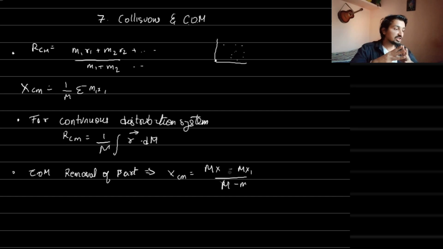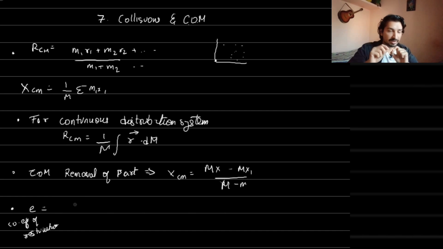And what is the coefficient of restitution? Coefficient of restitution is nothing but v2 minus v1 divided by u2 minus u1, final minus initial, or u1 minus u2, whatever it is. So that's called the coefficient of restitution. It shows the elasticity or inelasticity of an object. So you get the ratio of final speed to initial speed of the objects.